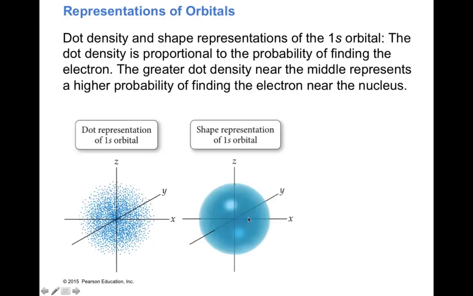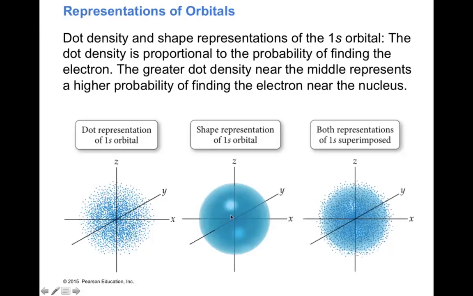This one is the shape representation. This one is the dot representation, and this is the shape representation, which is a sphere for 1s, and this is the superimposition of both of them, and they basically are really accurate in that sense. So we have the dot representation and the sphere representation for the 1s subshell.